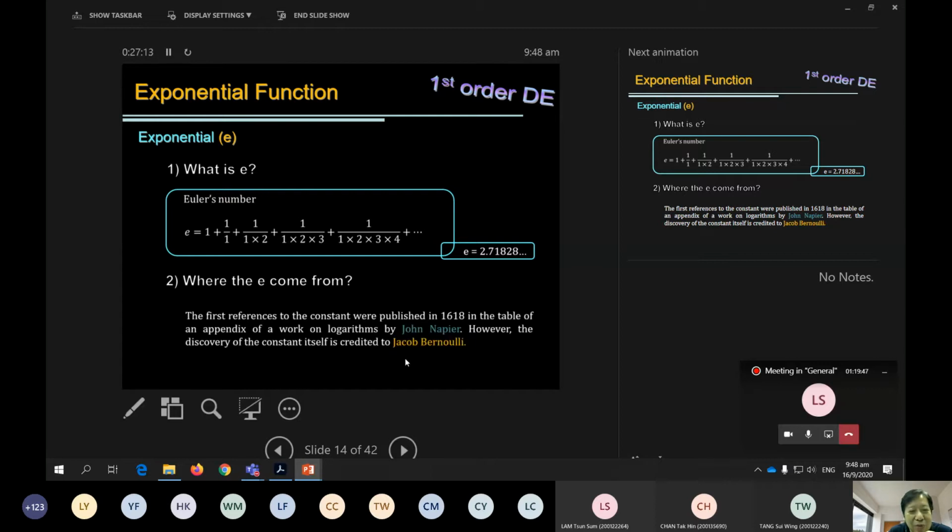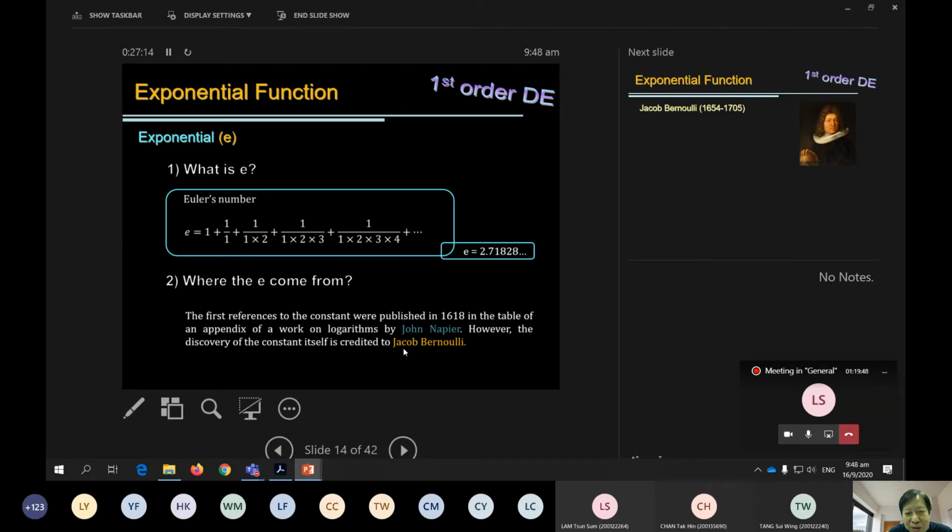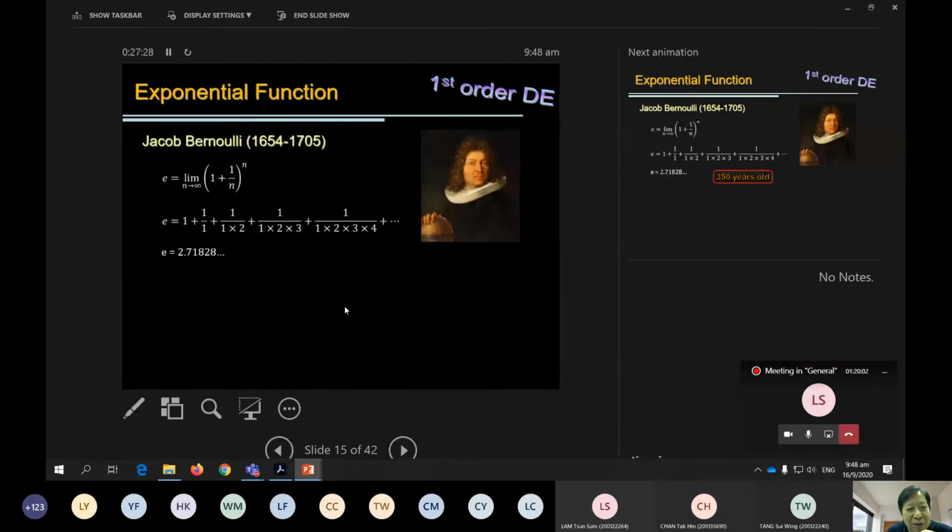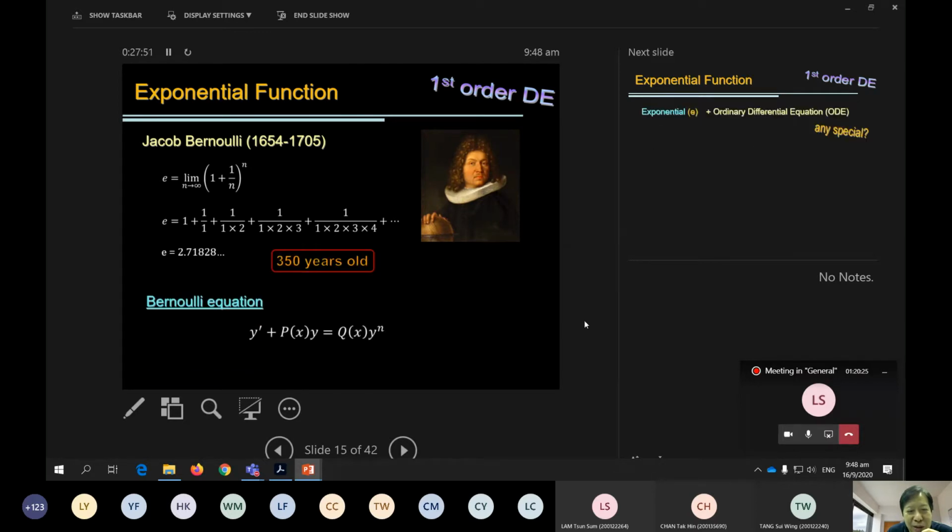It comes from John Napier in 1618, who did the calculation and arrived at the value E. This is the history, where they take the limit as n approaches infinity of the bracket 1 plus 1 over n to the power of n. It is the limit of that value as n approaches infinity, and it ends up at some value. That was a long time ago. You also have the Bernoulli equations.